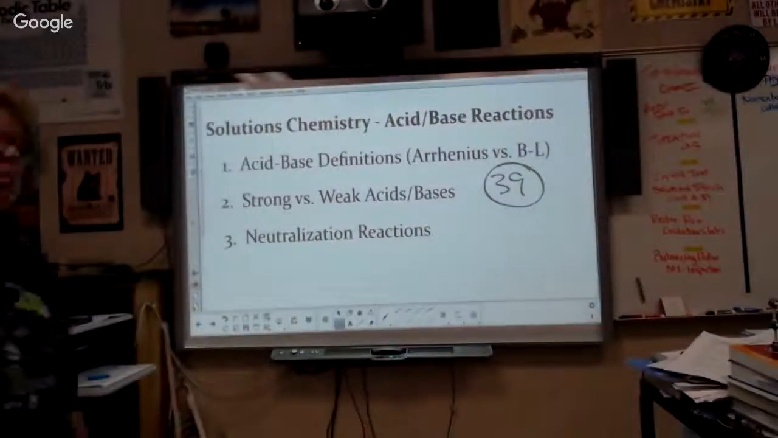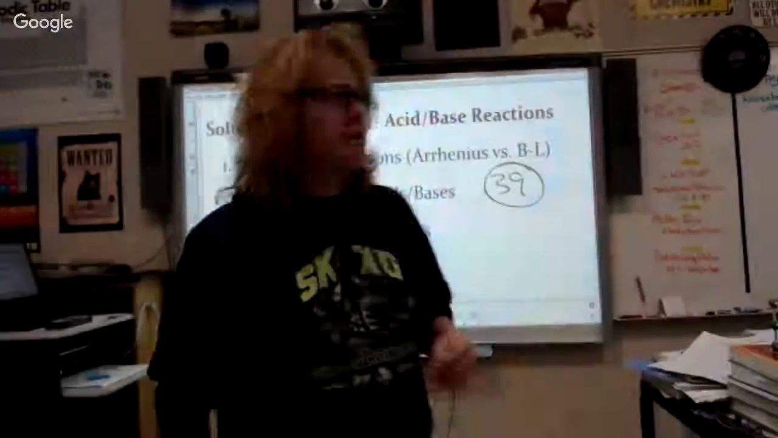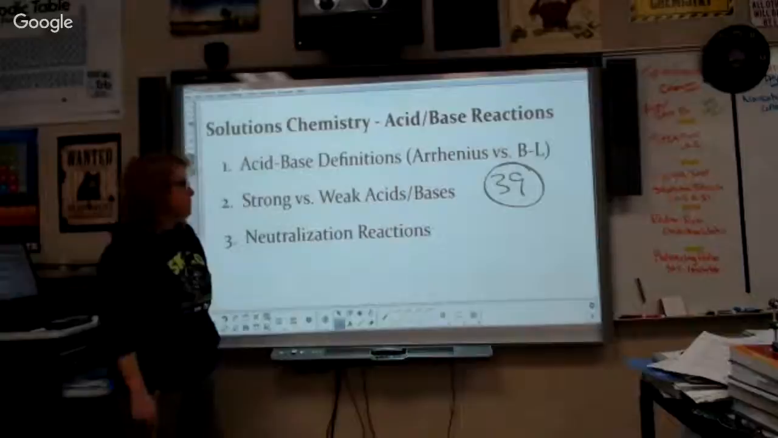Case is stoichiometry with acids and bases. So I kind of have some demo-ish kind of stuff. None of it's super exciting, but I have some demo-ish stuff over here. Talk about what the definitions of an acid and base is, a little bit more sophisticated definition than the middle school definition.